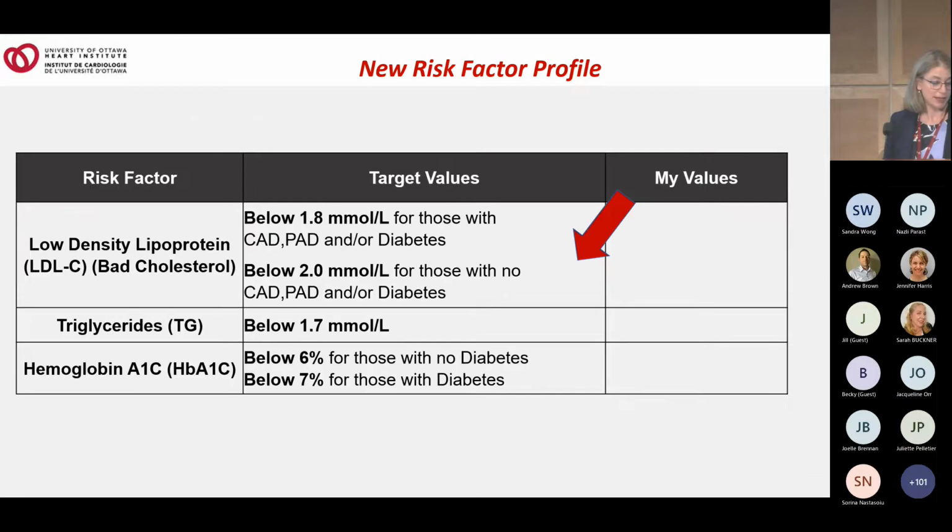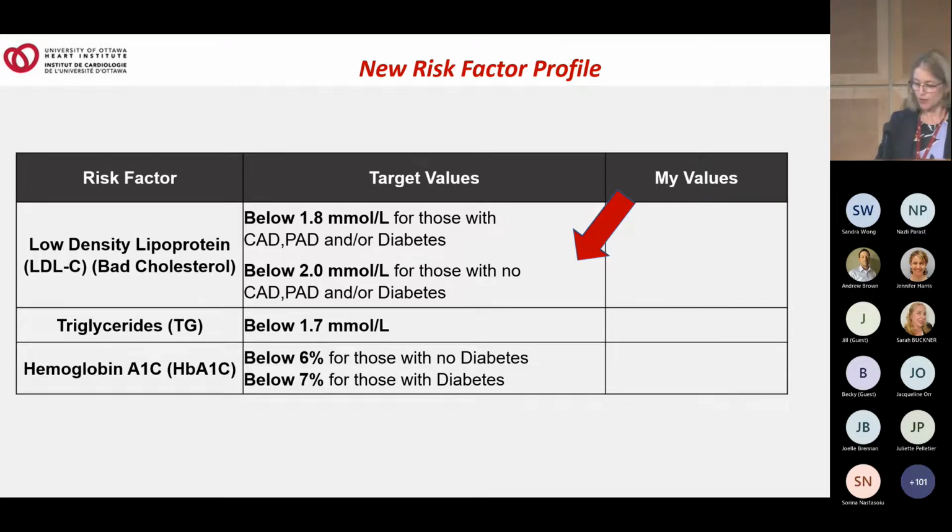The last update came in relation to our LDLs, which is there were new guidelines released, as I noted. And so we now include the fact that for those without coronary artery disease, PAD or diabetes, there is now a new threshold of below 2 millimole per liter. So that's another big change.